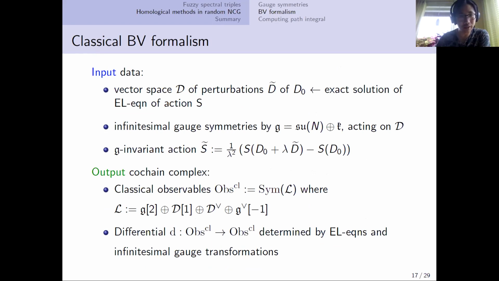So first, what is the classical BV formalism? Well, it takes as input data the following. First of all, of course, our Dirac ensemble, the vector space of perturbations. Recall that this D0 is an exact solution of the Euler-Lagrange equations, and so we look at the perturbations around this D0. Then we also put in the infinitesimal gauge symmetries. In this case, it's this SUN plus this K here, which acts on the space of Dirac operators. And also we put in a G invariant action, which will determine the perturbative dynamics.